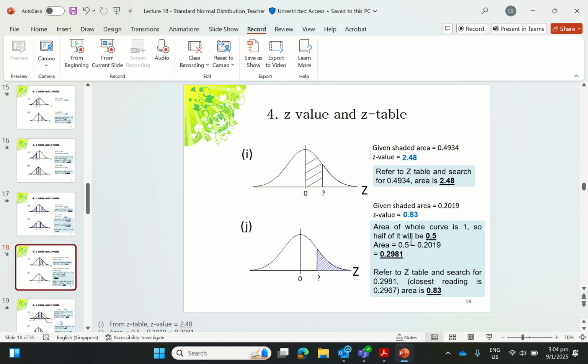Okay, now they give you the outside area. We already know we cannot use the outside area directly, but you need to use the inside area to get the Z value here. So if you are given an outside area of 0.2019, you need to find the inside area first. So 0.5 minus 0.2019, you get an inside area of 0.2981. Then only you go and find out where is the value. So 0.2981.